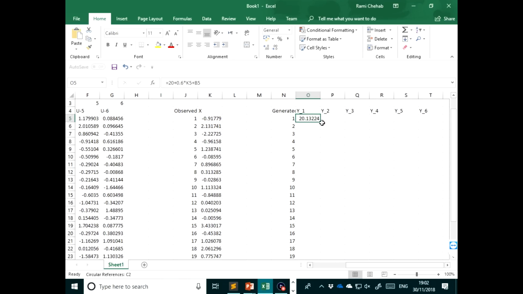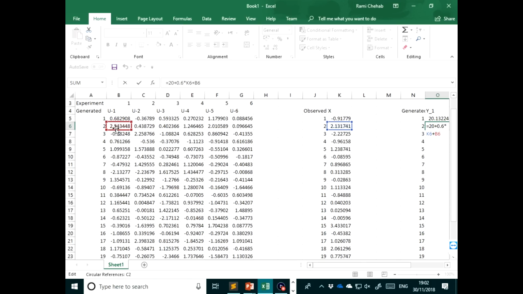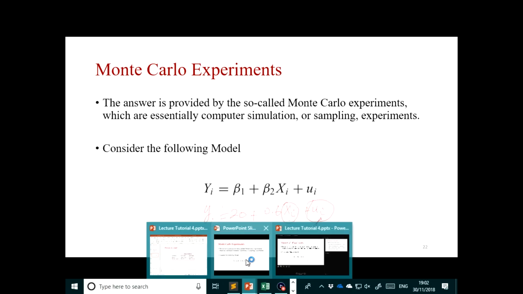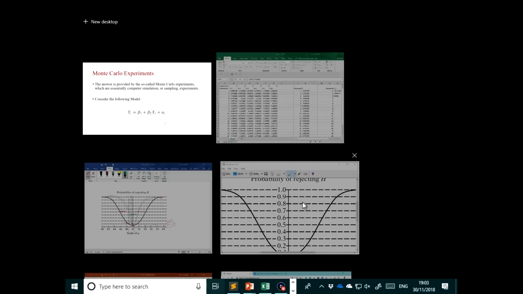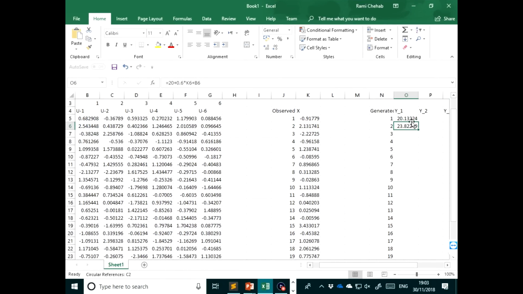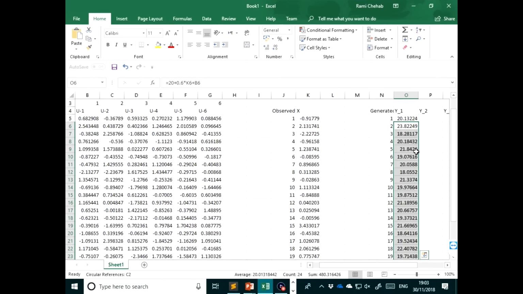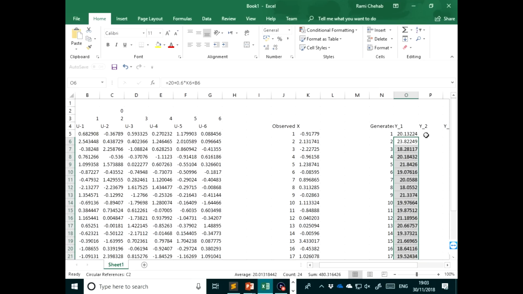Now, if we do the same thing for the second one, you see this is beta 1, this is beta 2 times the observed variable x_2, plus the error term u_i2, which is given here. You see this is the error term. And we do the same thing for each and every one of the 25 observations.